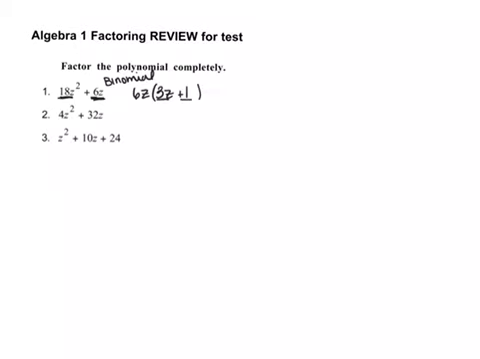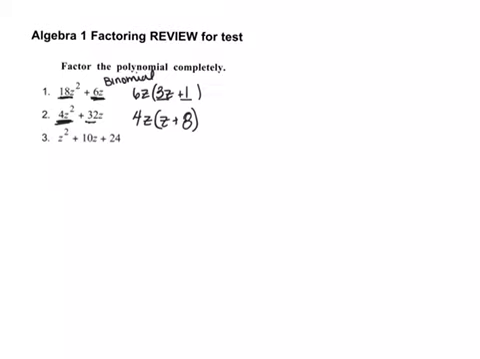I'm doing the same thing for the next one. I have a binomial, two terms. They seem to have a common factor of 4, because 4 I can divide 32 by. So 4, and they both have a z. So 4z times z gives me the 4z squared, plus 4z times 8 gives me the 32z.